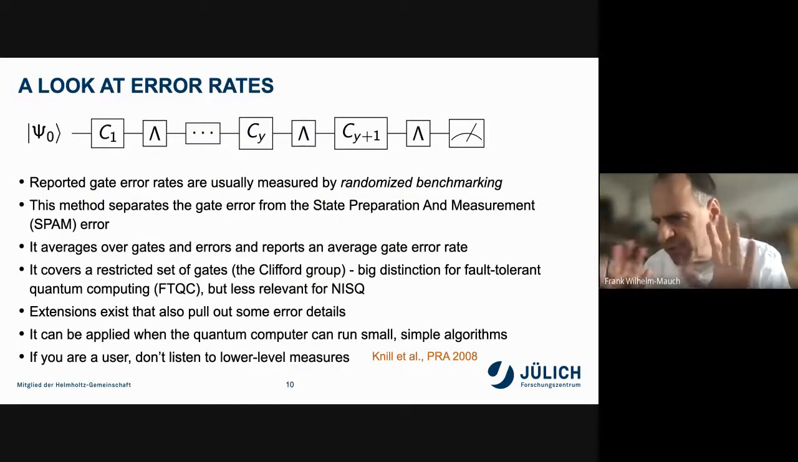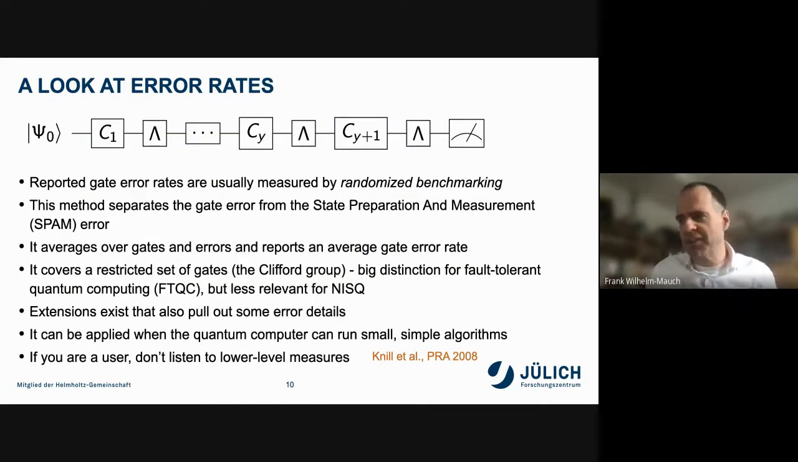Now, let's look at error rates. So I talked to you that error is important. I hopefully convinced you about this. How are they typically measured? Well, a good community standard, and my quantum computing colleagues all know this, is a method called randomized benchmarking, in which you have a method that makes you mostly independent of state preparation and measurement, or SPAM errors. You really only measure the error per gate.